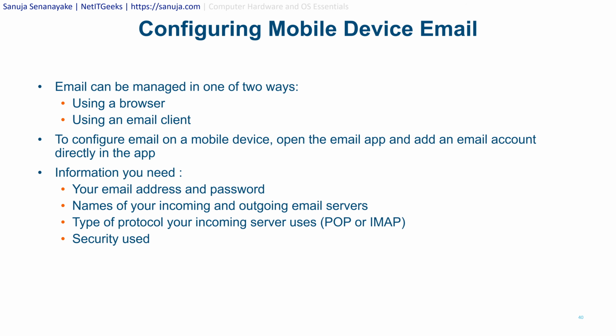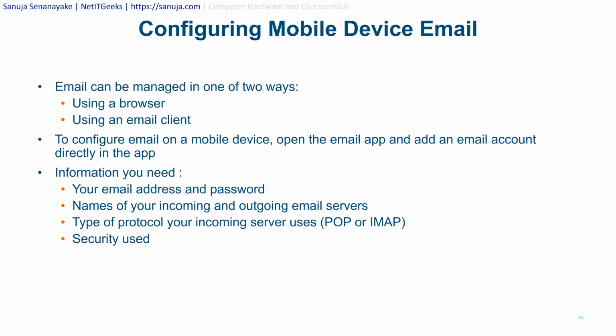So using an email client is a much better option than using a web browser to access email from your mobile device. To configure email on a mobile device, open the email app and add an email account directly in the app. Depending on the app that you use, because you can use Gmail, you can use Outlook, you can use Outlook to access Gmail, you can use many other mobile applications specifically designed to access email and act like an email client, the configuration may be slightly different. However, the information you need to set it up would be similar.